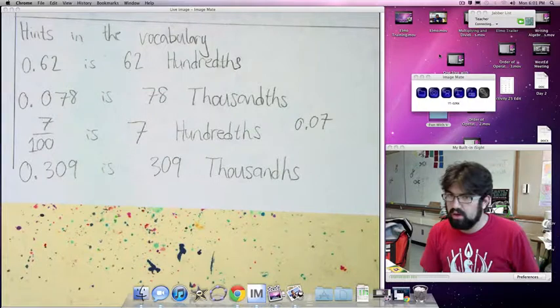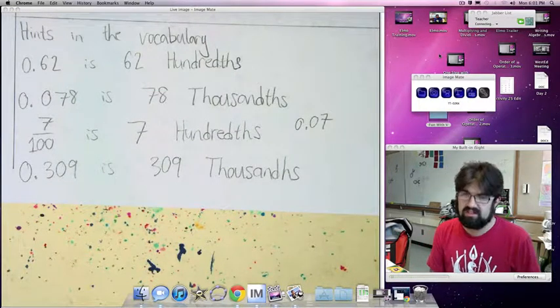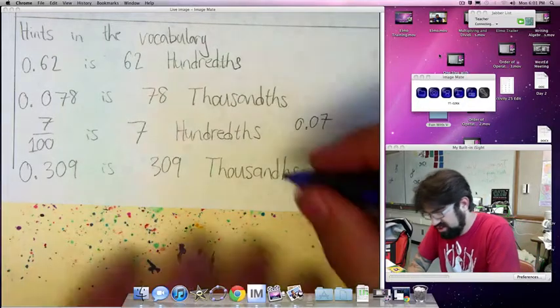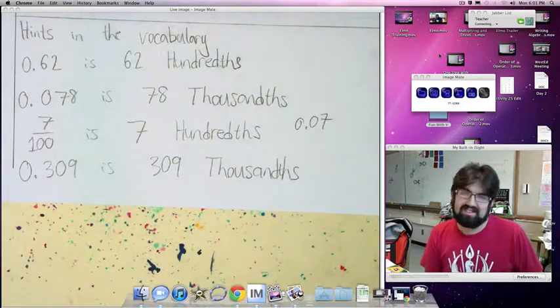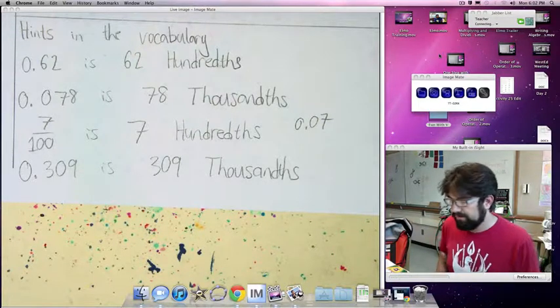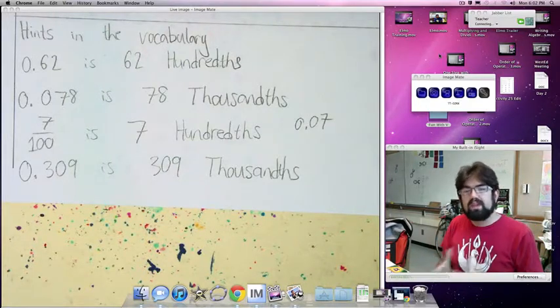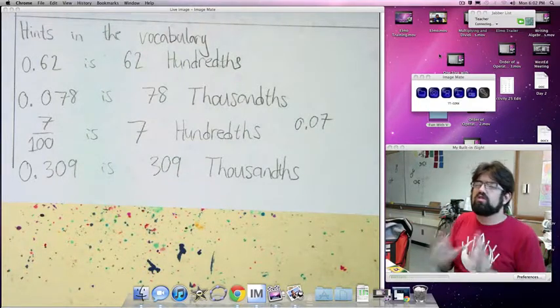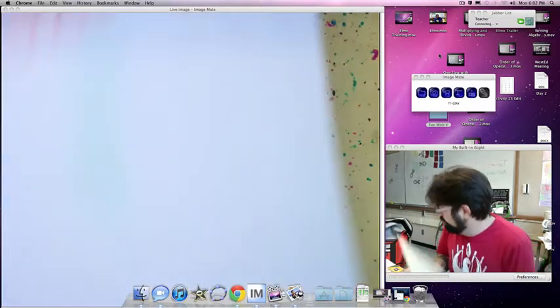0.309? No. It is 309 thousandths. And I forgot the TH of it. The 309 thousandths. Ugh. I know. Tongue twisters. But if you can read these correctly, it makes converting them into a fraction so much easier. So much easier. Here we go.